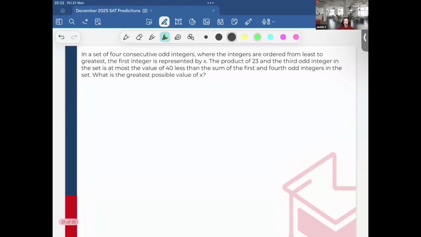So this one, I know I've done similar ones to this in the past, but it's very common, and I think you could see something similar on December.